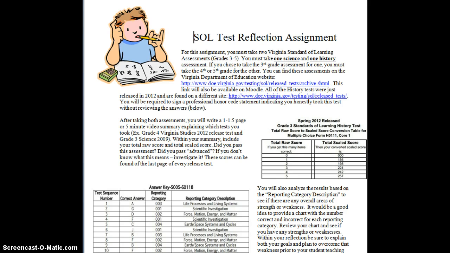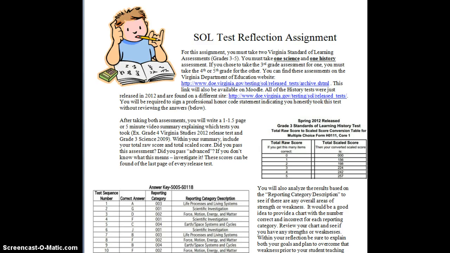Not available on Moodle as it says, but actually available on Google Classroom. Many of the history tests were released in 2012. You can take any released test. It can be farther back, 2009, whatever you want. There's nothing picky there about that.